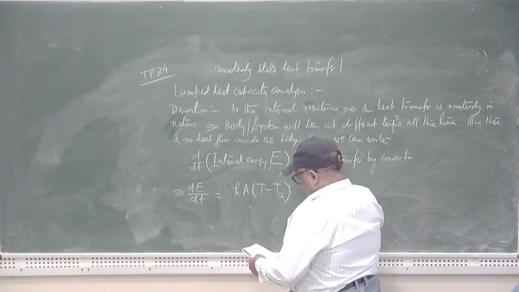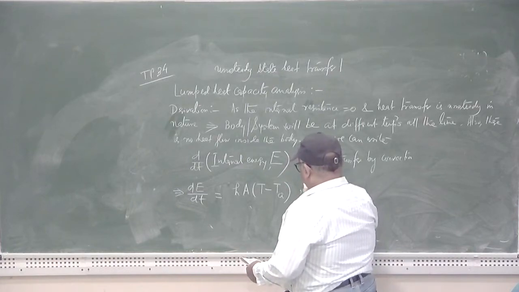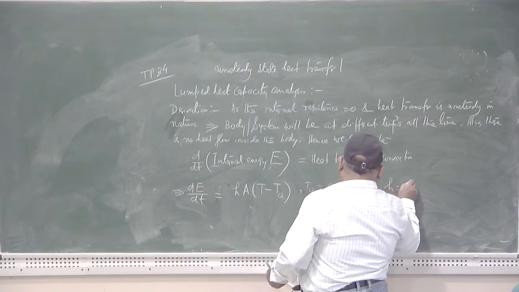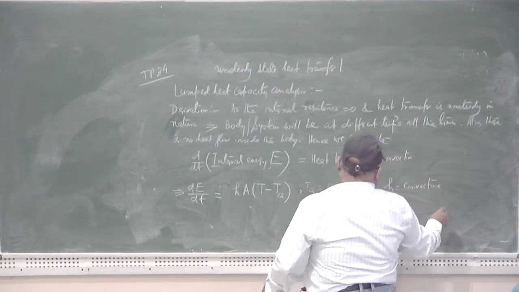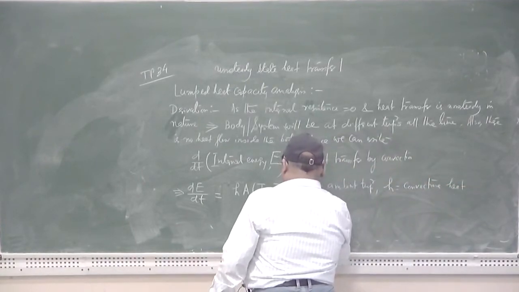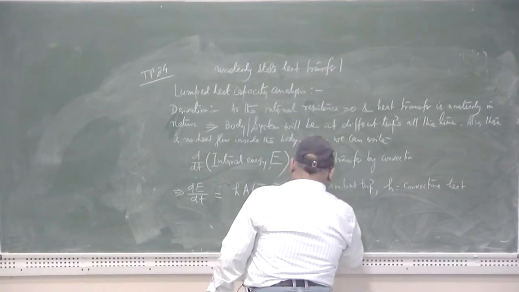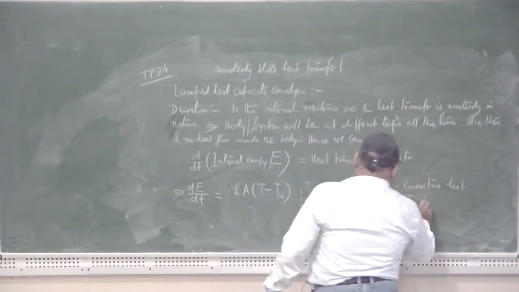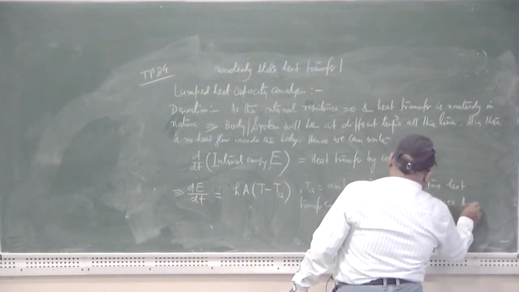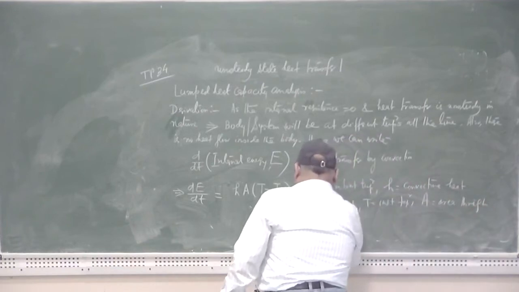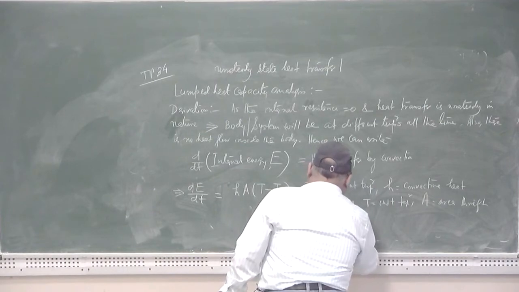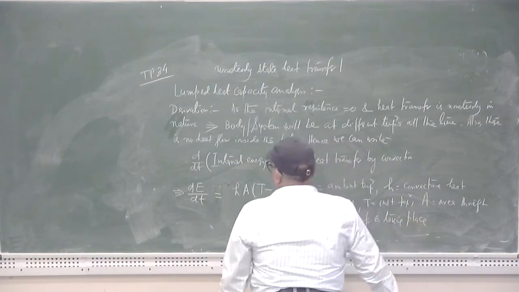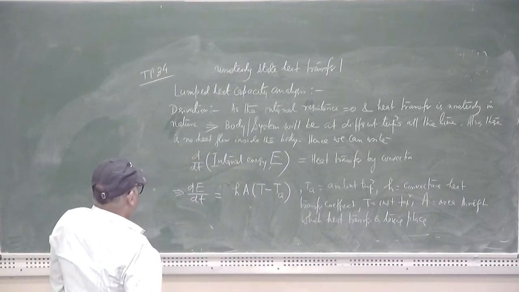where Ta is the ambient temperature, h is the convective heat transfer coefficient, T is the instantaneous temperature, and A is the area through which heat transfer is taking place through the convection mode.